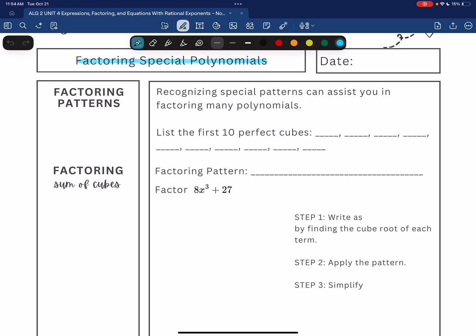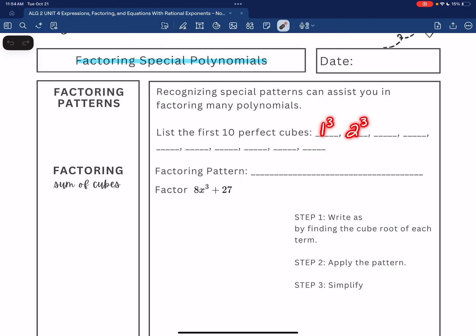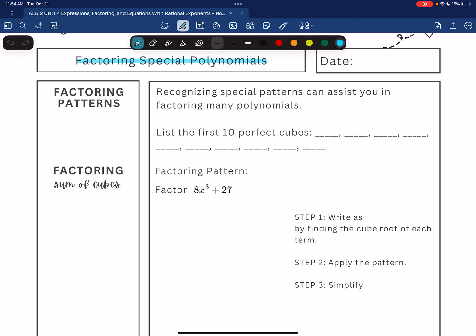And so the perfect cubes are just the result of taking your integers and cubing them. So what is 1 cubed? What is 2 cubed? What is 3 cubed? What is 4 to the third power? And so on and so forth. Those perfect cubes are, of course, 1 cubed is 1. 2 cubed is 8. 3 cubed is 27. 4 cubed is 64. 5 cubed is 125.